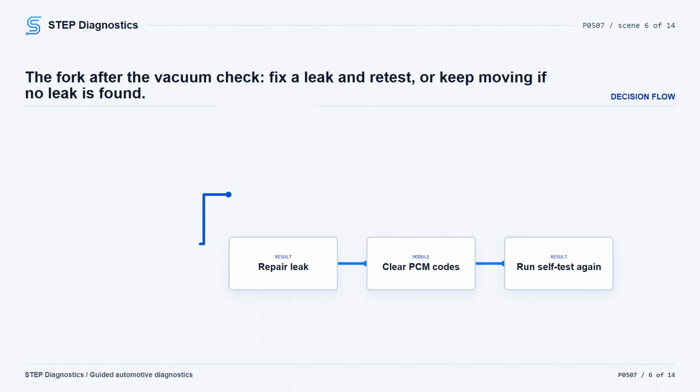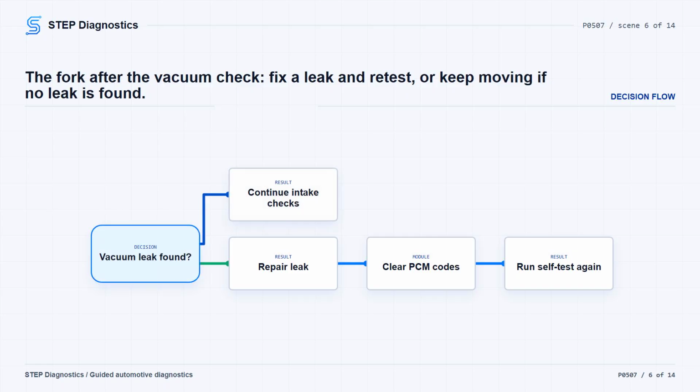A high idle may point you toward a vacuum leak, so be thorough here. If a leak is found, repair it as necessary. Clear the PCM DTCs and repeat the self-test. If no vacuum leak is found, continue to the intake air system checks.